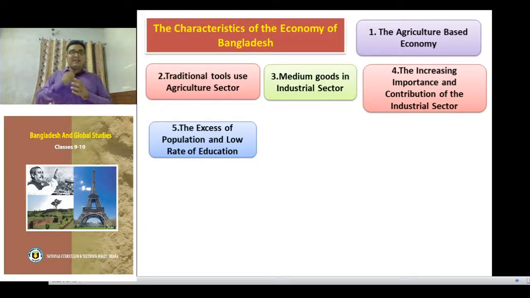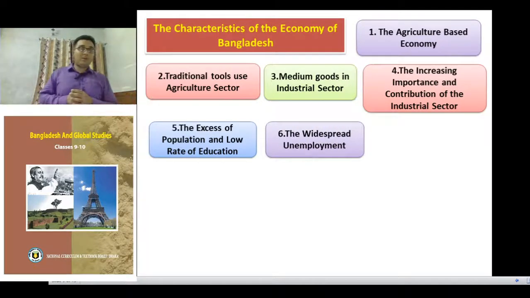Dear students, now I am going to discuss about the next characteristic of the economy of Bangladesh, that is the widespread unemployment. Dear students, due to the less per capita income, due to the overpopulation, due to the low rate of education, okay, in our country we can see the widespread unemployment. So this is one of the characteristics of the economy of Bangladesh.